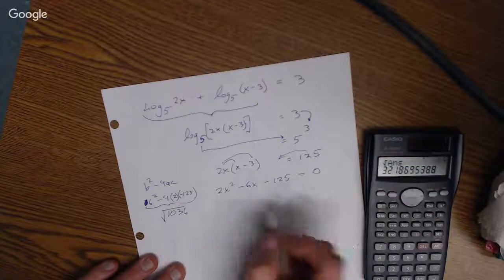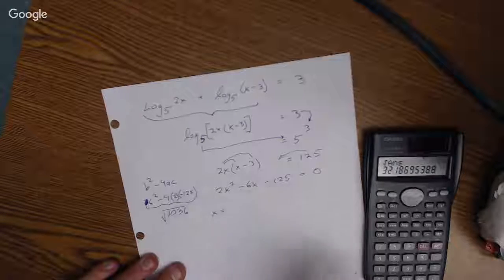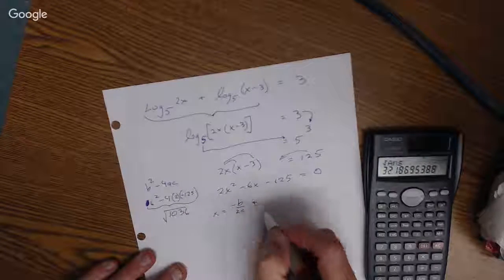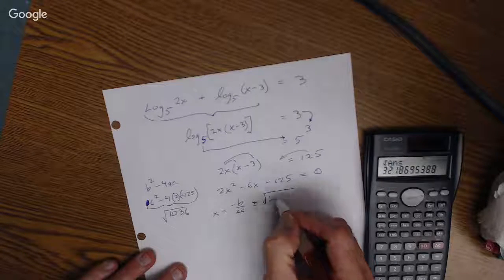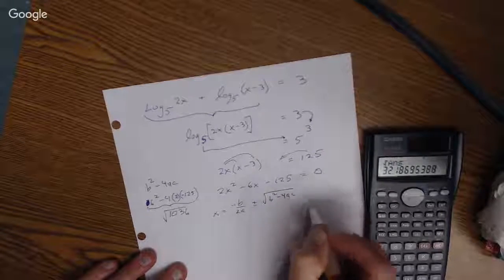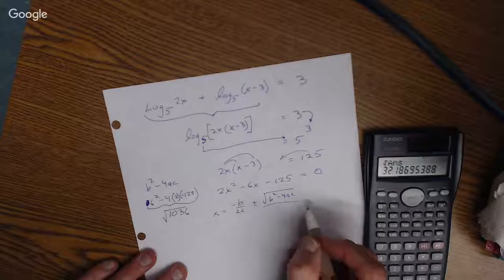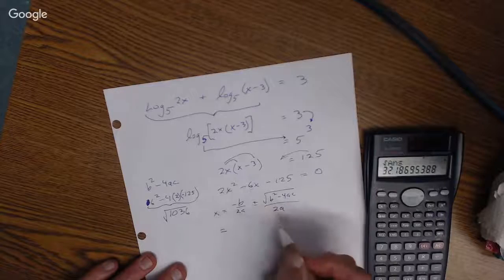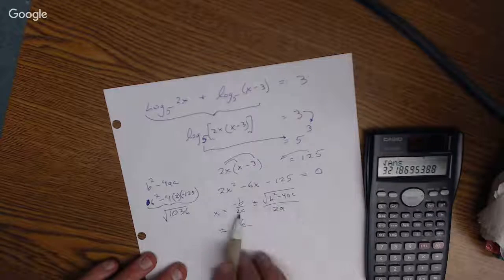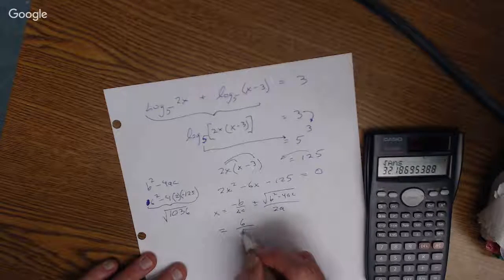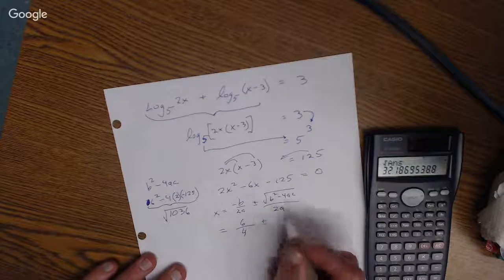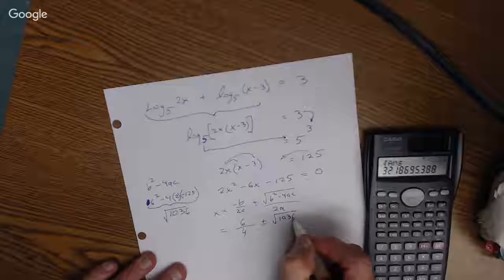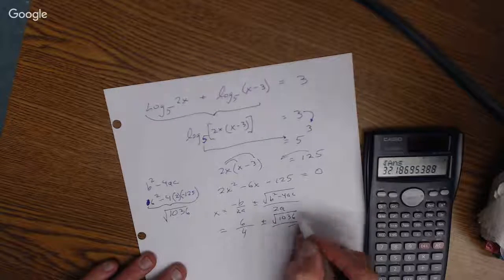So the quadratic formula is going to be negative b over 2a plus or minus the square root of b squared minus 4ac. We already know what that is. And we're going to divide that by 2a. So that's going to be negative of negative 6, which is going to be positive 6, over 2 times 2, which is 4. Then plus or minus the square root of 1,036, and we're going to divide that by 2 times 2, which is 4.